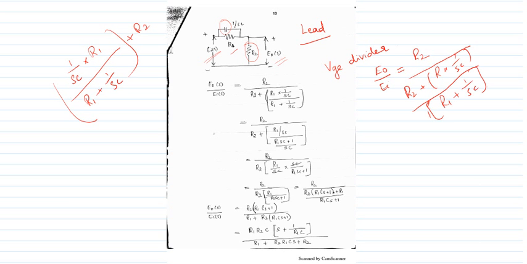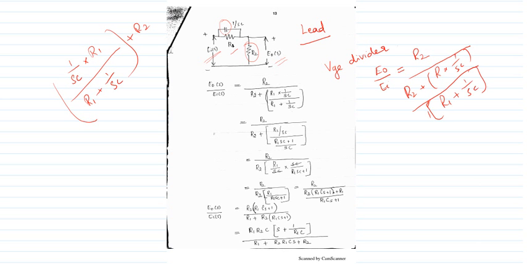Then, multiplying the term R1 SC plus 1 by SC, finally we get R2 by R2 plus R1 by SC into SC by R1 SC plus 1. So this SC and SC get cancelled.